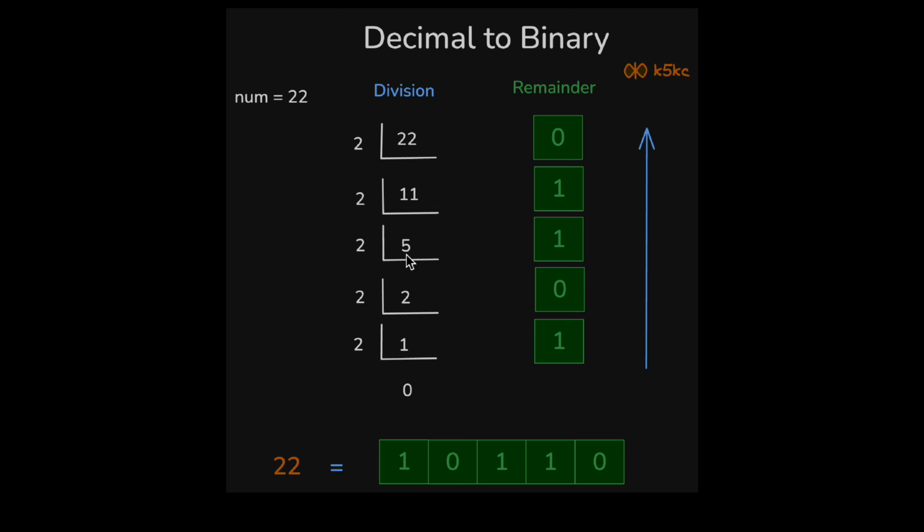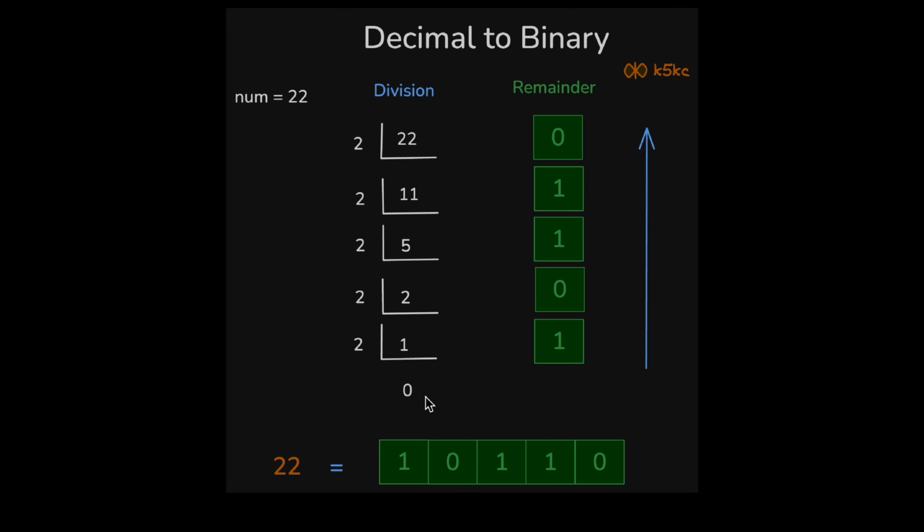Then we do 5 modulo 2, again we will get 1. Then we divide 5 by 2 and get 2. Then we do 2 modulo 2, that will give us 0. Then we divide 2 by 2, we will get 1. And then 1 modulo 2 gives us 1. And finally, we will do 1 divided by 2, which will give us 0.